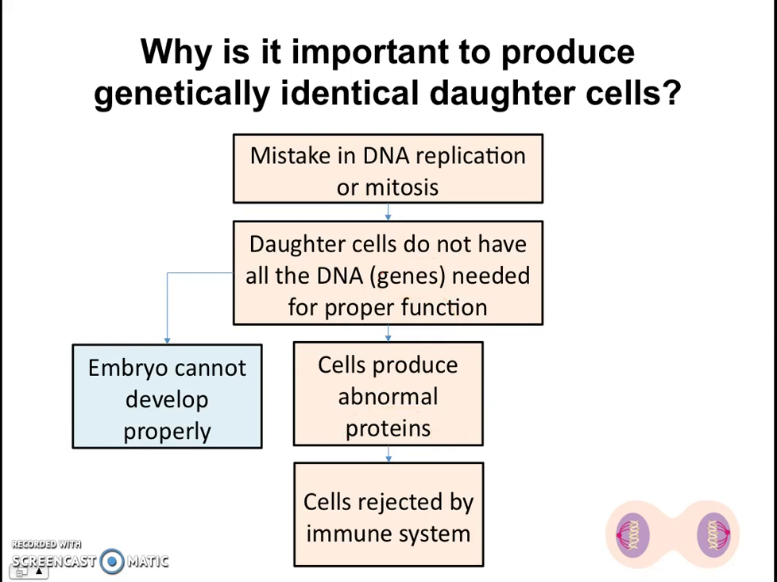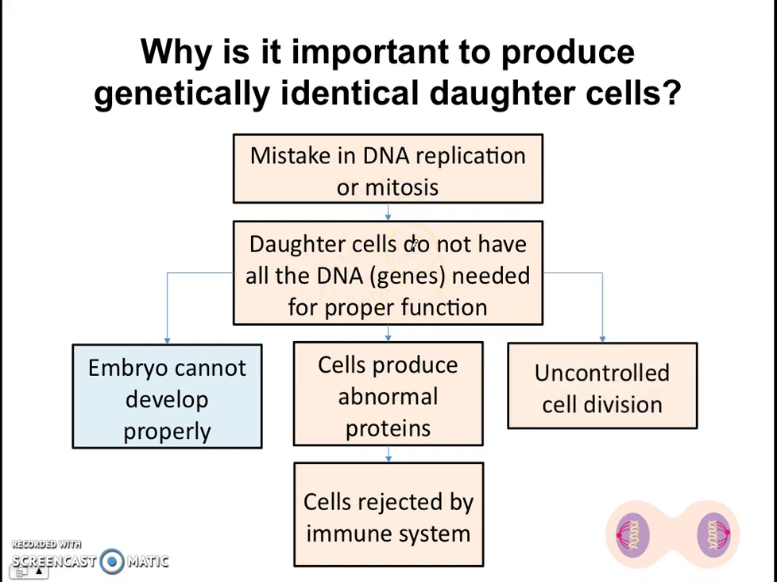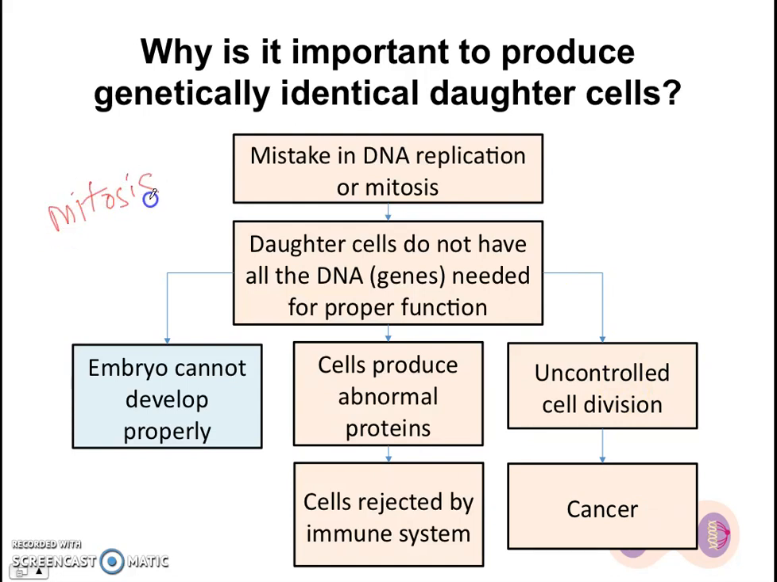And finally, if the daughter cells are missing some important genes, then they might end up dividing uncontrollably, because some genes are actually very important for controlling cell division and preventing cells from just dividing anyhow. And the worst case of this uncontrolled cell division is that it might result in cancer. So that is why mitosis is important, and it is important that mitosis takes place accurately so that genetically identical daughter cells are produced. Otherwise, you get problems such as these.